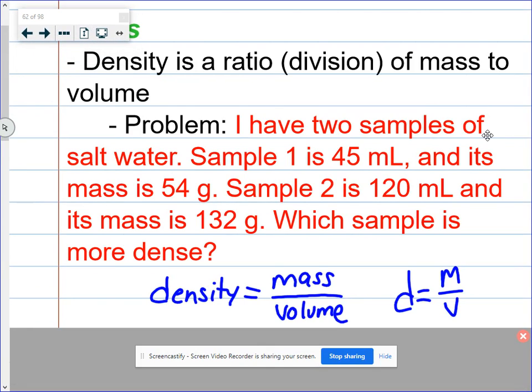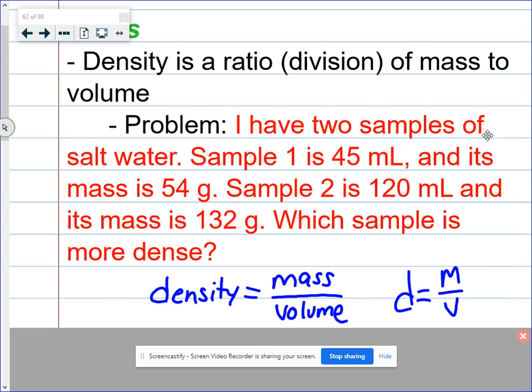All right. So yesterday I left you with this problem here. I said I have two samples of salt water. Sample one is 45 milliliters and its mass is 54 grams. Sample two has a lot more volume, 120 milliliters, and its mass is 132 grams. So, which sample is more dense? I had asked you to think about which one would be more dense just by looking at the problem itself.